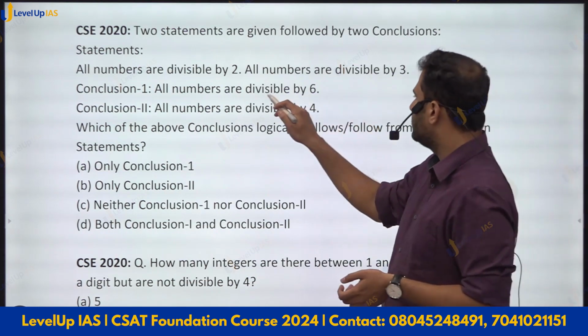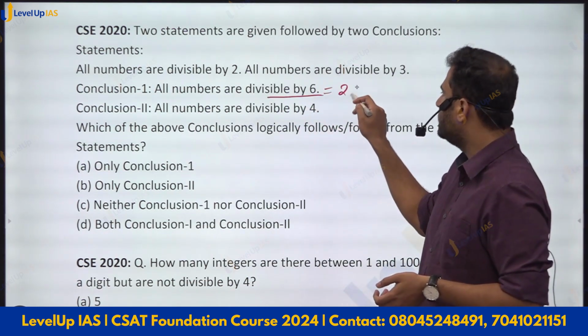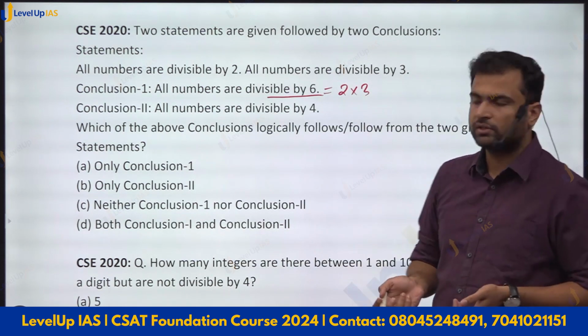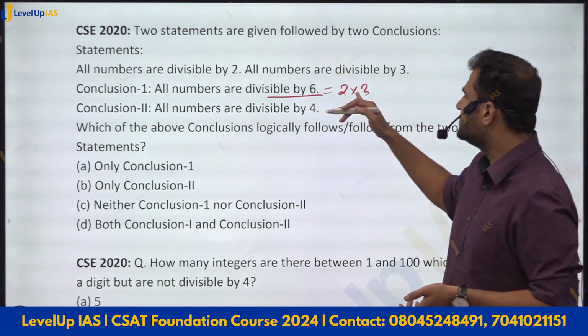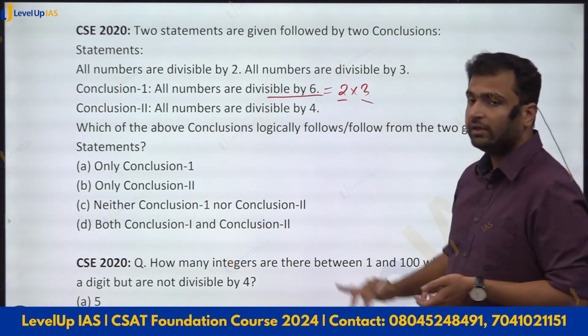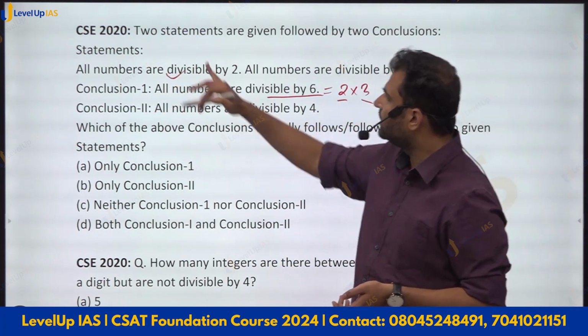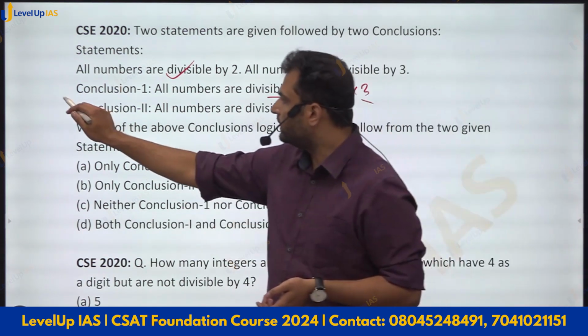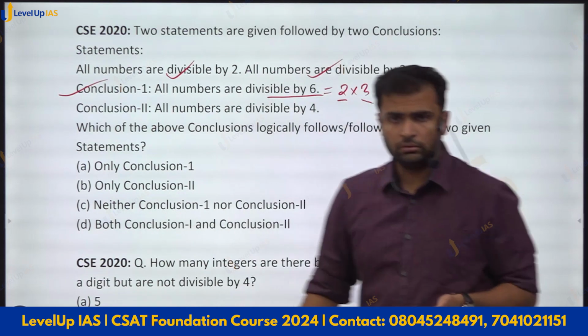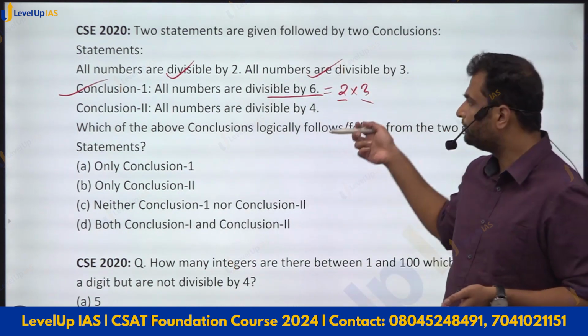When is a number divisible by 6? 6 is equal to 2 into 3. That is the prime factorization of 6. So any number would be divisible by 6 when it is divisible by 2 and when it is divisible by 3. This statement gives us that the number is divisible by 2. This gives us that the number is divisible by 3. That is why this conclusion is definitely true, because 6 is 2 into 3.